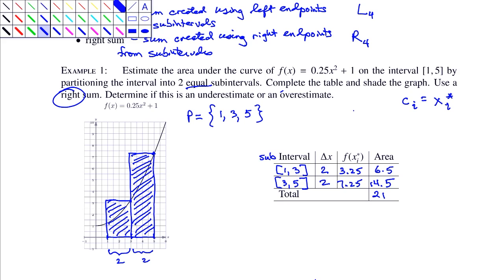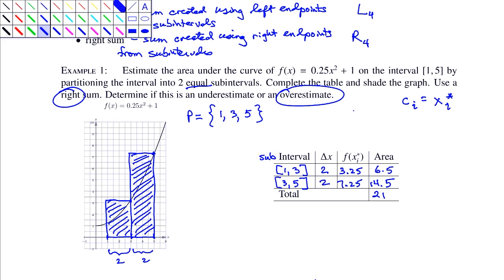Is this an overestimate or an underestimate? Overestimate. Because you covered the whole thing. So recapping. You create a partition based on the number of intervals you need. If it's regular, it has equal subintervals. If you use a right sum, then you create rectangles based on the right endpoint of each subinterval. Compute that area. So it's delta x is the distance across, f of x is the height, base times height is area. Add them all up, and voila, that's your estimate.